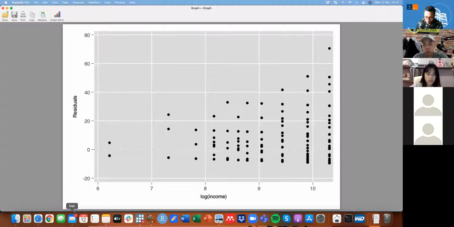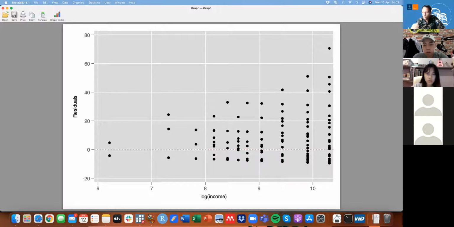Sir, can I try? Sure, go ahead, Krishna. Maybe the amount of residual is varying at every level of income, so it shows heteroskedasticity.